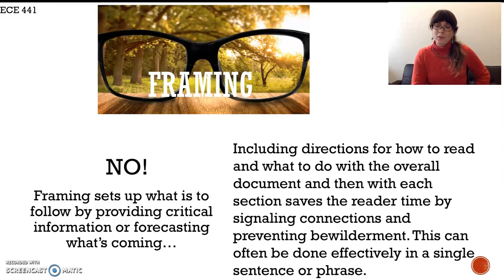And it can actually be a lot more effective in terms of time, and it can take a lot less time to process this information when there is an explicit and directive frame for the information. We're not talking about lengthy, wordy, verbose sentences. This can really boil down to a single sentence or even just a phrase at the beginning of the section, but it does need to be there.